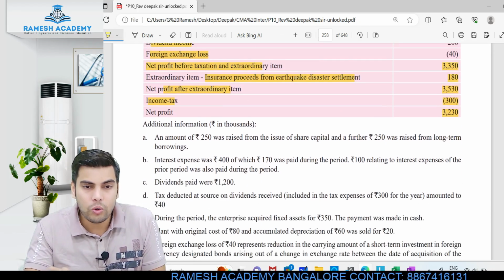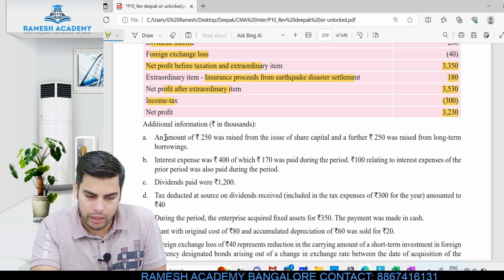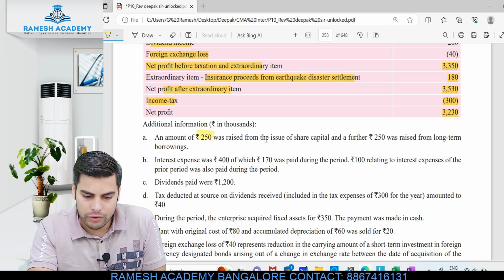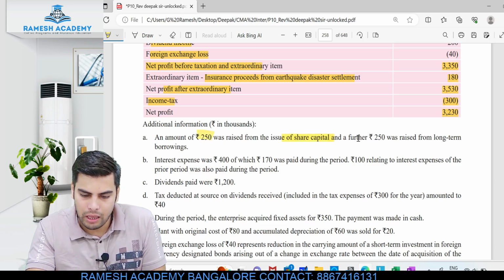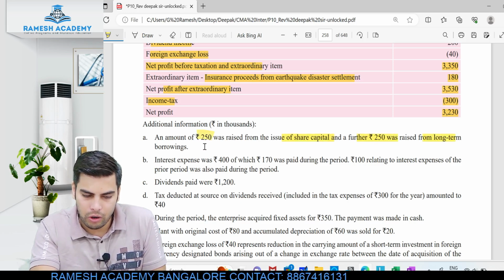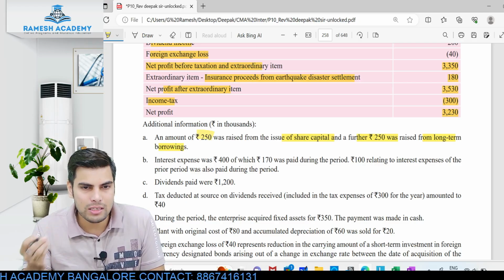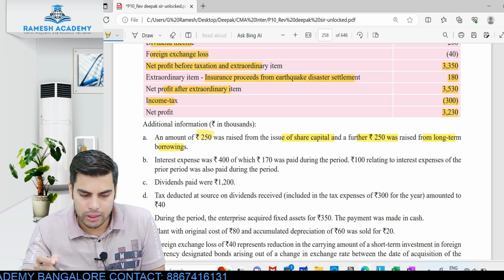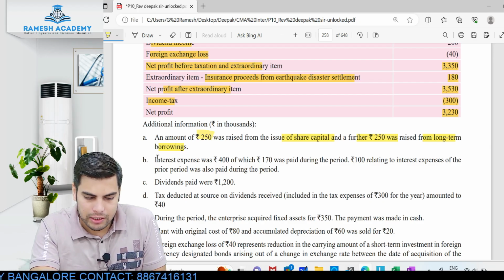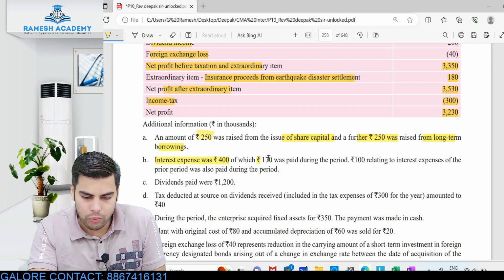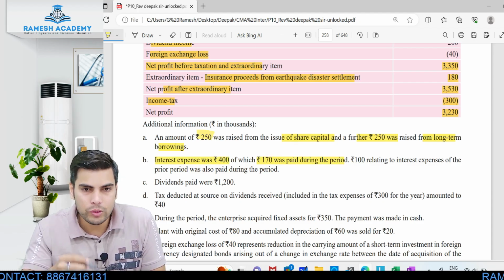Let's look into the additional information which has been provided. An amount of 250 was raised from the issue of share capital, and a further 250 was raised from long-term borrowings. See, share capital, if you just compare the closing of last year and the current year, you will get to know how much is the value for which the shares were issued. In the same way, interest expense was 400, of which 170 was paid during the period. Out of this 400, this is the amount which was actually paid.